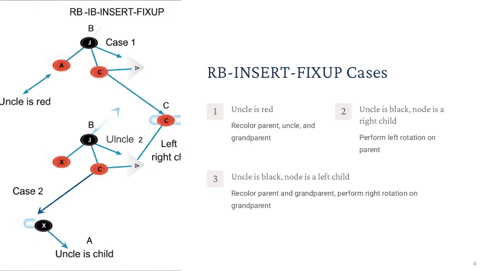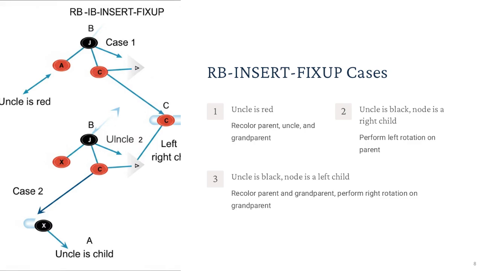When inserting a node, three main cases may arise that require fixing the red-black properties. In the first case, the parent and uncle of the new node are both red. In this scenario, the parent and uncle are recolored to black, and the grandparent is recolored to red. This recoloring resolves the immediate violation, but it may propagate the problem upward, requiring further adjustments.